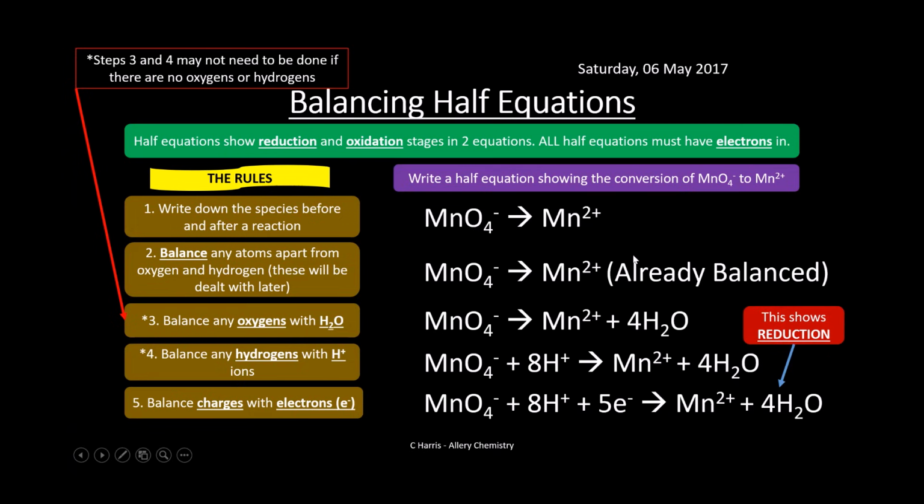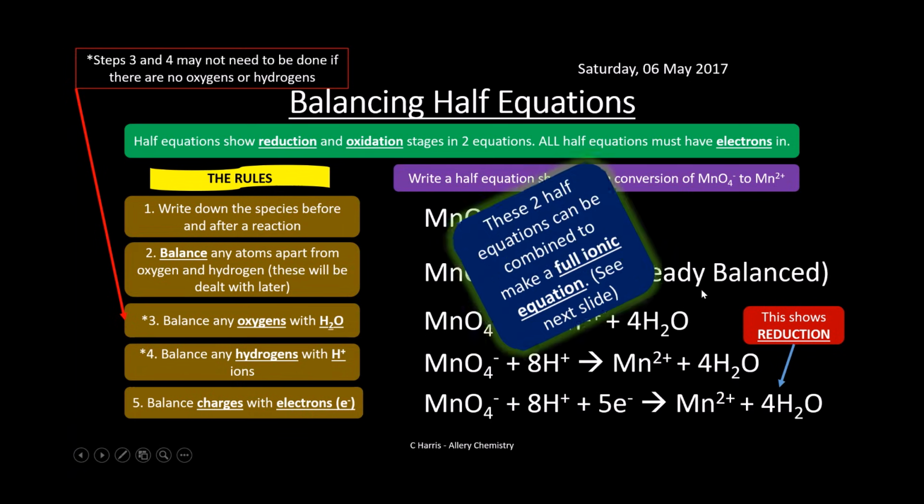And this is showing reduction. Remember, reduction is the gain of electrons. So this is obviously gaining electrons. There it is, manganate, gaining the electrons to form manganese 2+. So this is basically showing a reduction process.